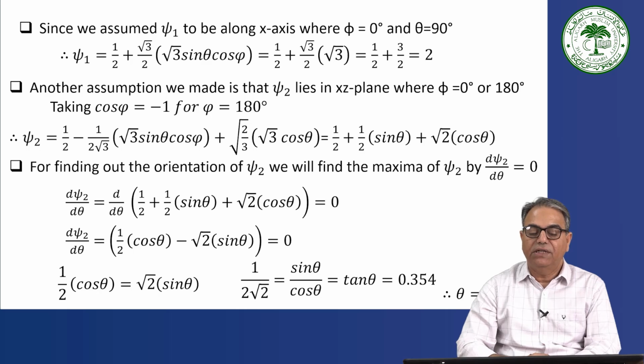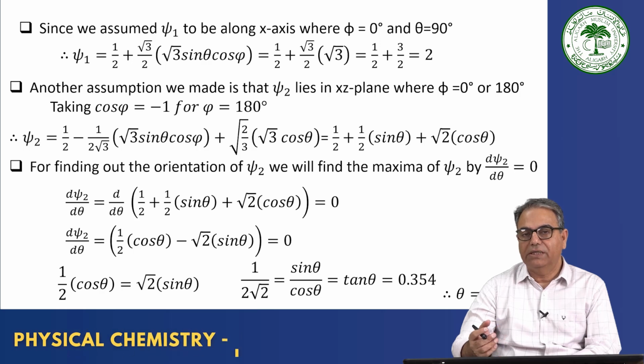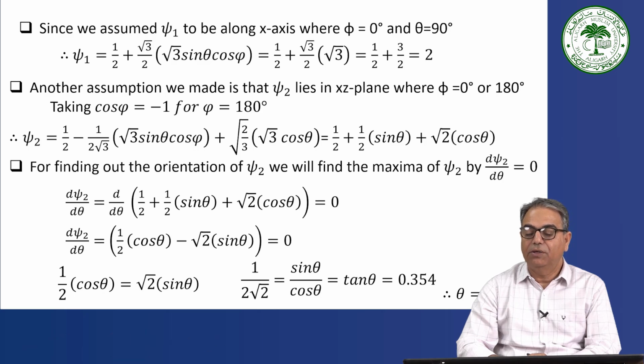Now we assume psi 1 to be along the x-axis, and along the x-axis phi is equal to 0 degree and theta is equal to 90 degree. So what is the value of psi 1? Psi 1 is 1 by 2 plus root 3 by 2 root 3 sin theta cos phi. So it will be 1 by 2 plus 3 by 2, and it comes out to be 2. Okay, obviously it will be 2.